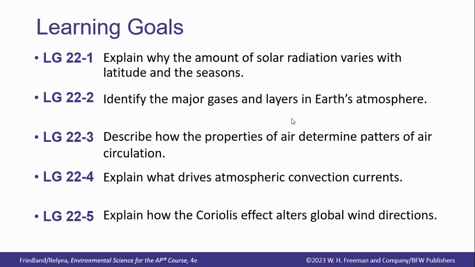Our second standard: what are the major gas layers in the Earth's atmosphere? So nearly 99% of the atmosphere is comprised of nitrogen and oxygen. The remaining 1% is a mixture of scarce gases, such as greenhouse gases, that play an important role in determining temperatures on the Earth. There are 5 layers of the atmosphere.